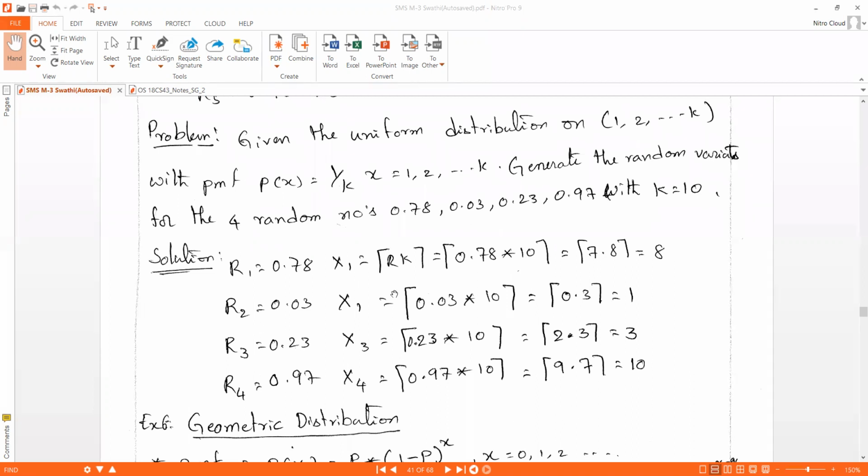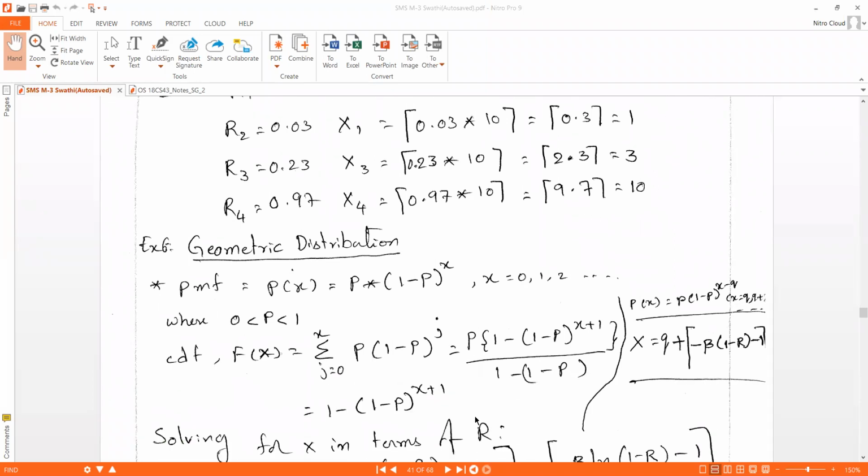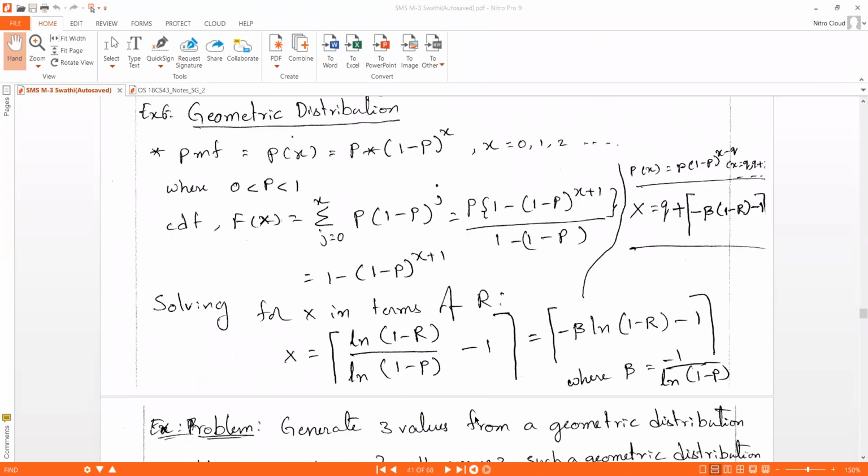Understood, right? Like this, we can calculate the random variant if they give the random number and K value. If random number and K value is given, random variant will be calculated by using the formula X is equal to mod of K into R. Okay, that is random variant generation. Next, we'll see another distribution.